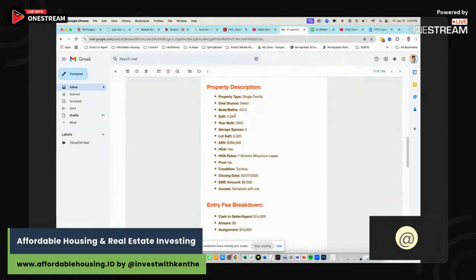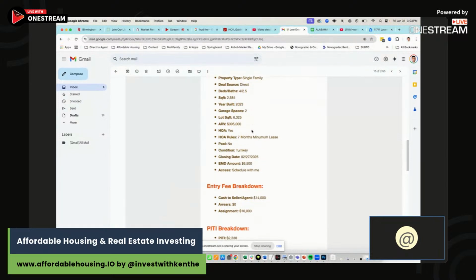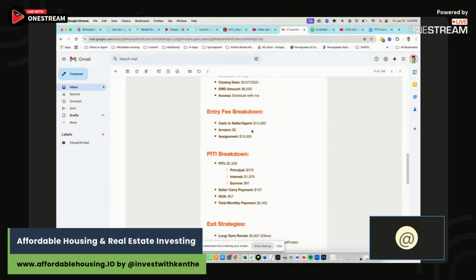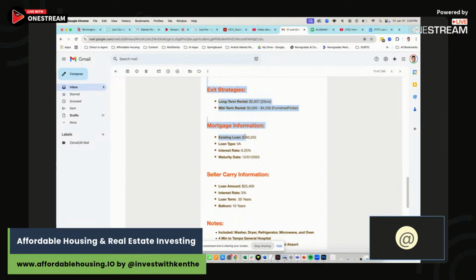This is a 4 bed, 2.5 bath, 2584 square feet, built in 2023. So they probably bought it new and now they want to leave. That's probably why they can't sell it for what they're looking for. Their existing loan is 360, and then they have supposedly $25,000 of equity.